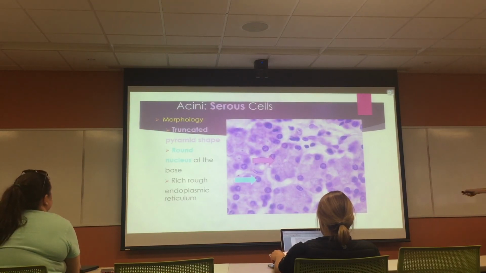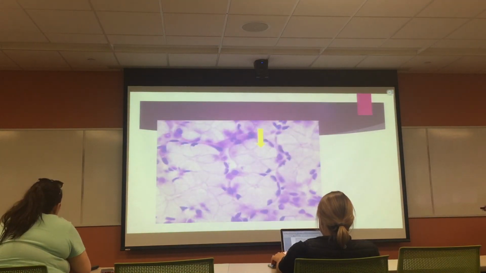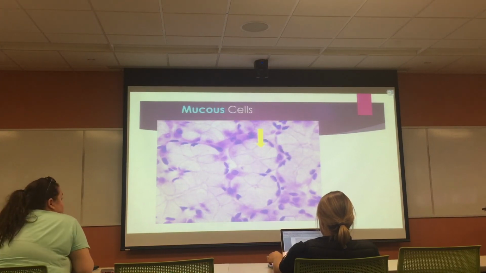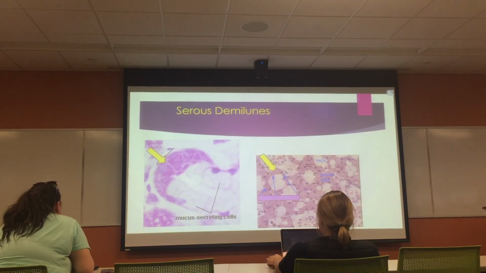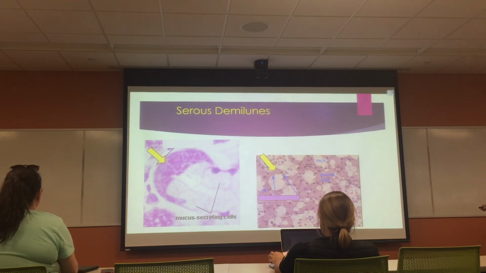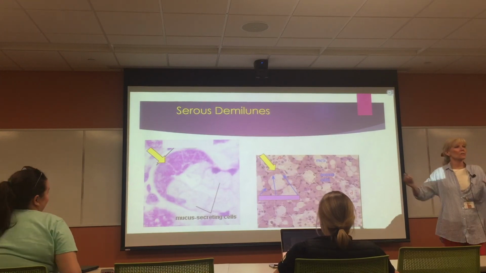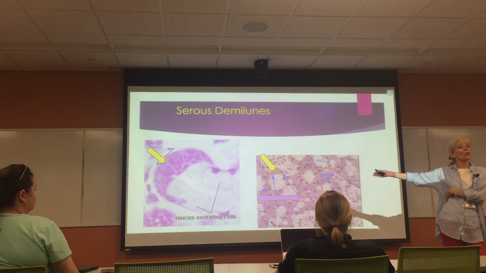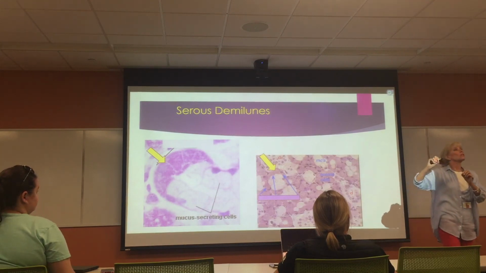So an acinus is right here. How about these? Mucous. Oh, shoot. What is this? Serous demilunes. Which salivary gland has the most of these? Well, serous demilunes, not serous cells, but serous demilunes.